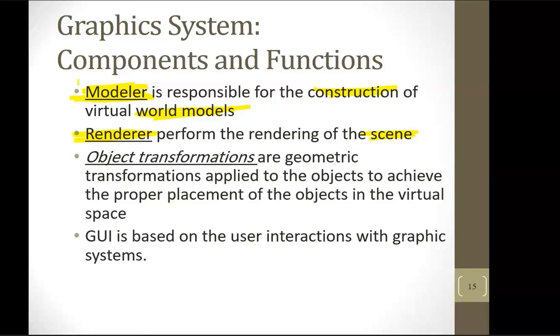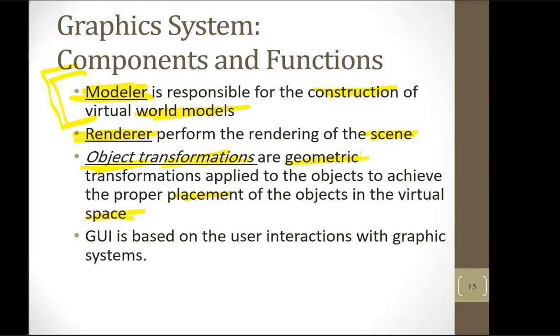After creating the object, we can make object transformations. Here we are talking about geometric transformation. The transformations are applied to the object to achieve a proper placement of the object in the virtual space. We can change the orientation of the object, we can move the object, we can rotate the object, we can change the scale of the object, etc. All these are called transformation or geometric transformation.